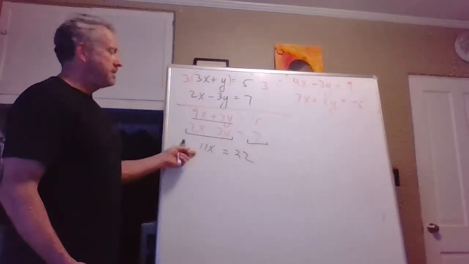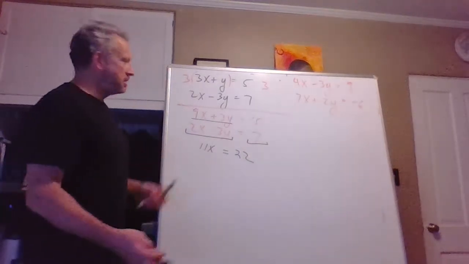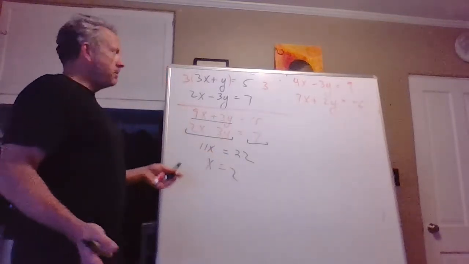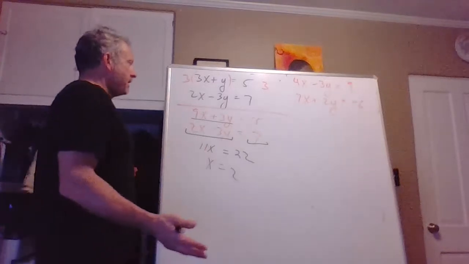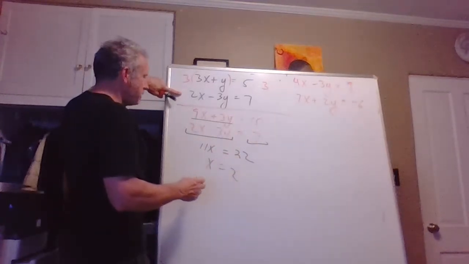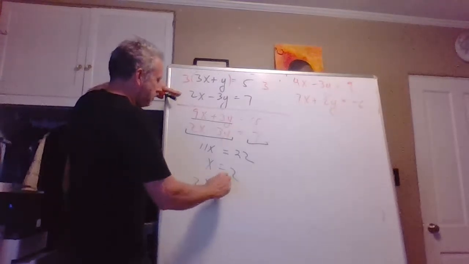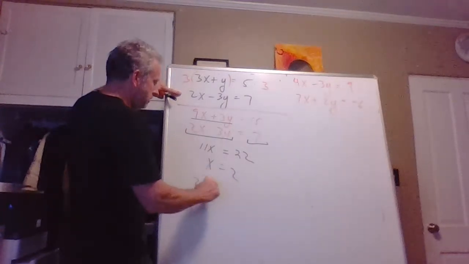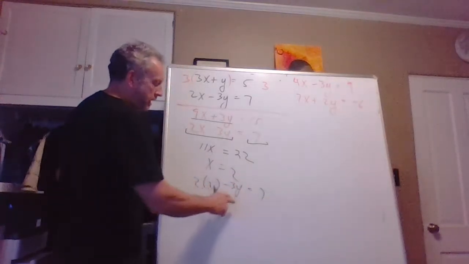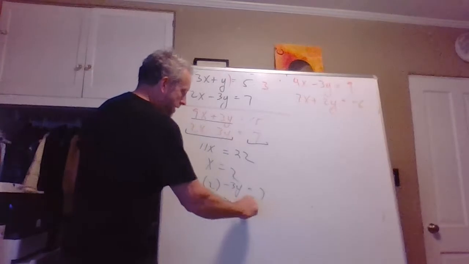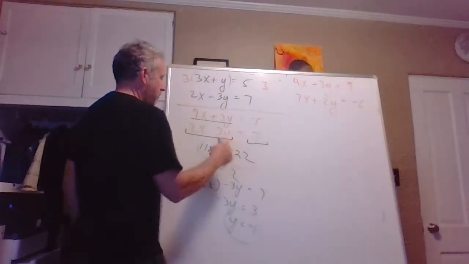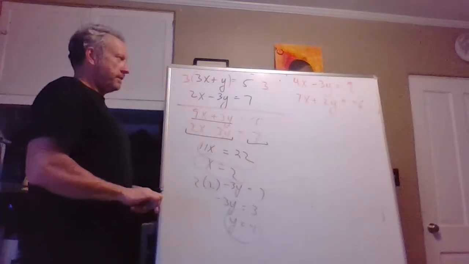Very nice. Why? Because now we only have one variable. Easy to solve. Divide both sides by 11, x equals 2. And now we can back substitute. We can go back wherever we want to go back and figure out what y is. In fact, just for fun, I'll go back to this equation right here. Let's say 2x, oops, wait, we know what x is now, right? It's 2. So I'll put a 2 in there, minus 3y equals 7. That's 4, subtract 4 from both sides. And we would get 3, and y equals negative 1.